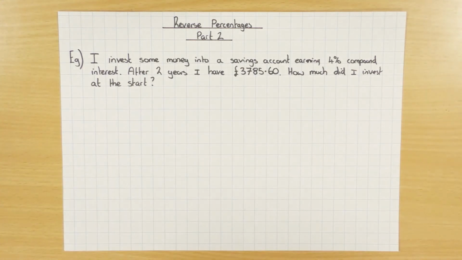In this first example, I invest some money into a savings account and it earns 4% compound interest. After 2 years, I have £3,785.60. How much did I invest at the start?